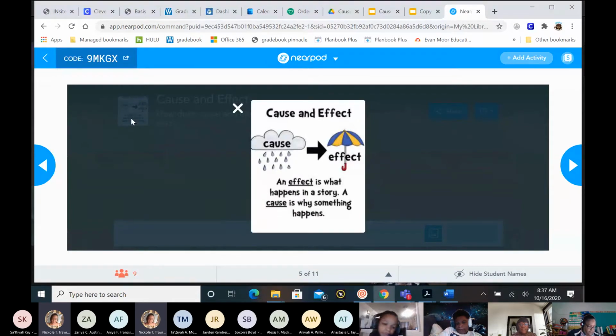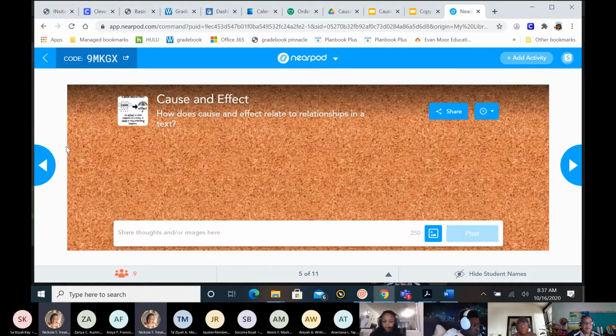Cause and effect. We're looking at the picture and we see the cause, it's raining. It's a cloud and then it's raining, and also the effect is the umbrella. It says an effect is what happens in a story. A cause is why something happened. Based on the picture that we just observed with the clouds and it's raining, and then we see the umbrella, can you give me a sentence of a cause and effect to describe that picture that we just saw?